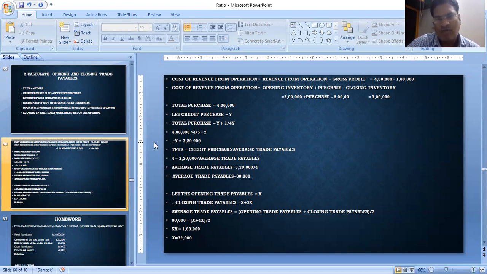So we will get total purchase through the balancing figure, and we will be getting total purchase as 4 lakhs. So 5 minus 6 is minus 1 lakh, going that side, becoming 1 lakh more, 3 plus 1, 4 lakhs. So by using the cost of revenue from operation formula, we get the total purchase. Let the credit purchase be y, total purchase is y plus 1 by 4 y. Why? Because it is given in the sum.